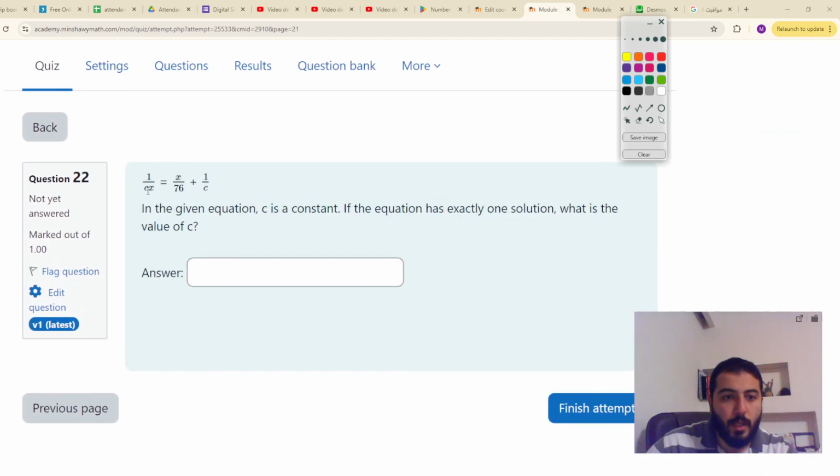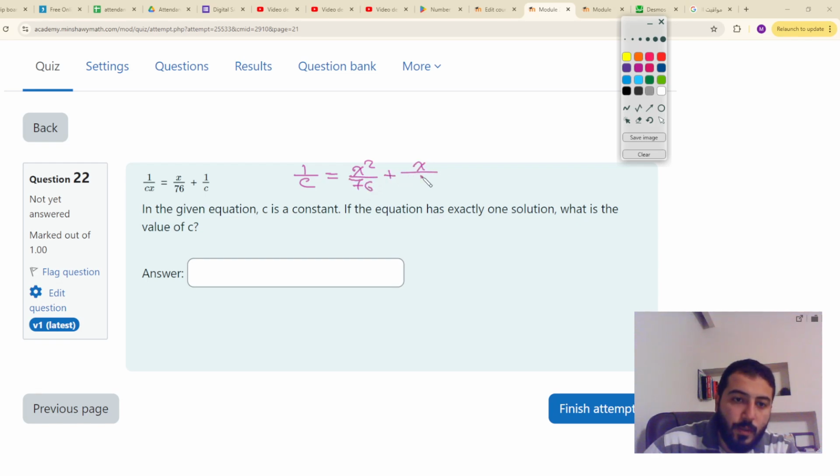Question 22. 1 over x times c equals x over 76 plus 1 over c. C is a constant. If the equation has exactly one solution, what is the value of c? So to convert this one to a regular equation, we should multiply both sides by x. So now you can find 1 over c is equal to x power 2 over 76 plus x over c. We multiply this by x, so we remove this x. Here is power 2, here is x over c. So send this one to the other side. That is x power 2 over 76 plus x over c minus 1 over c is equal to 0.